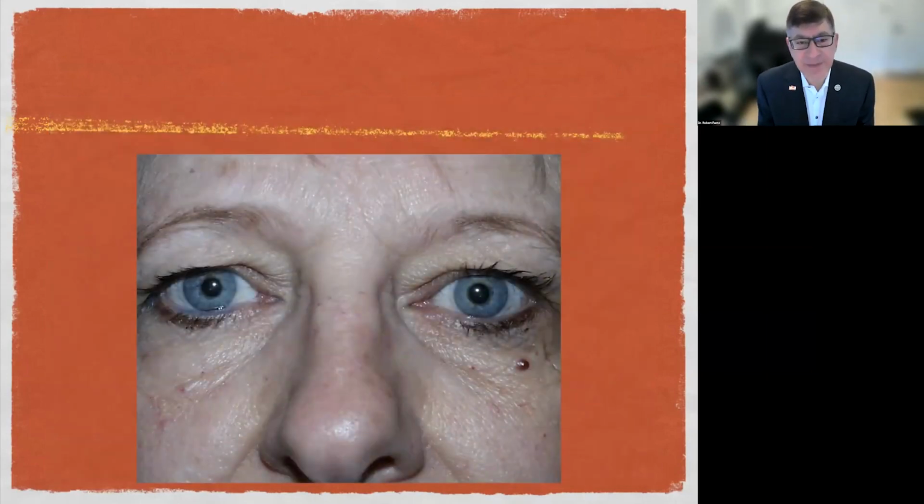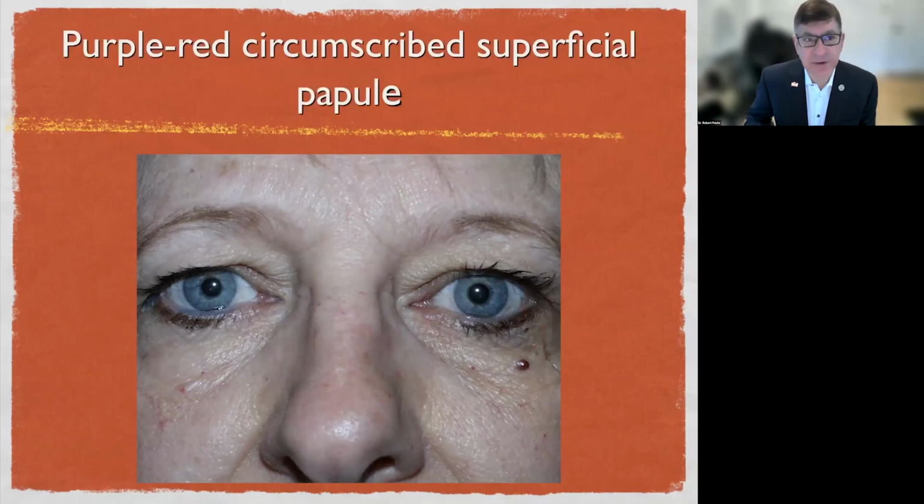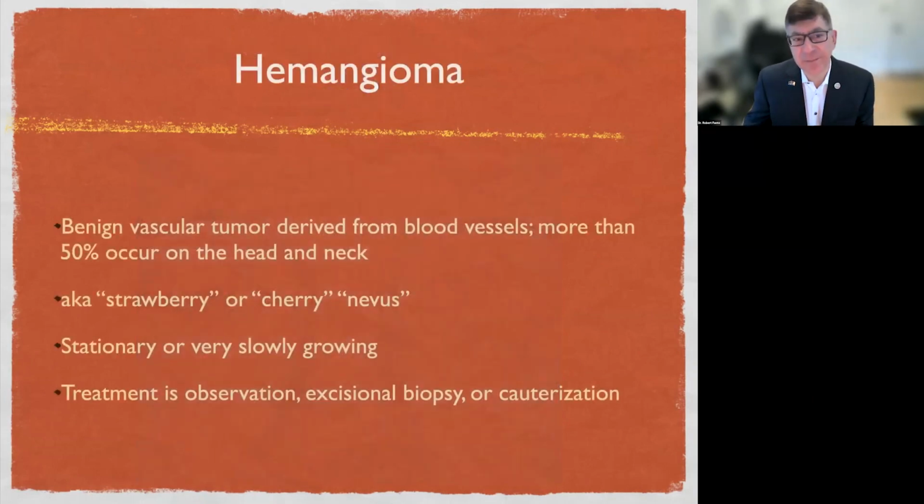How about this mass at this patient's left lower lid upper cheek area? I'm describing this as a purple-red circumscribed superficial papule. And this is hemangioma. These are benign vascular tumors that derive from local blood vessels. More than 50% of these occur on the head and neck. In English, they're also known as strawberry or cherry nevus. They tend to be stationary or very slowly growing. They can be observed, cauterized, or biopsied.